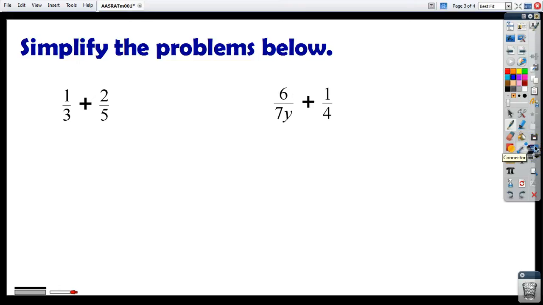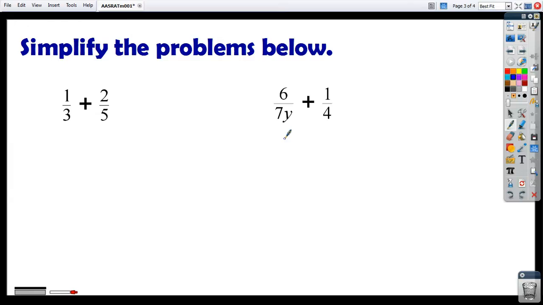Alright, for this example we're going to tackle what we do when the denominators are not the same, when we don't have a common denominator. And here again we've got a regular fraction problem, and here almost the same, but it is a rational expression because we've got variables involved. Now of course it's all about finding the least common denominator.